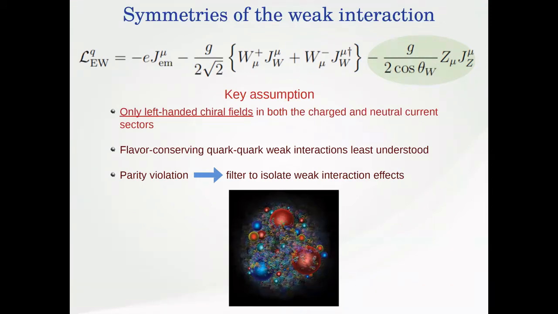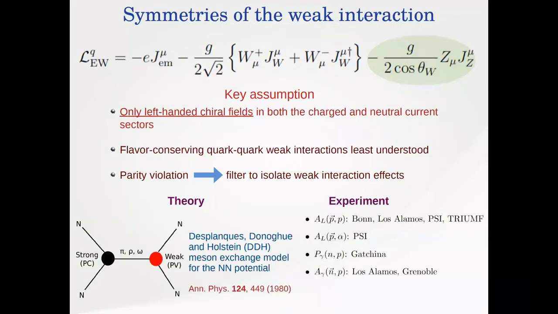In the 1980s, there was a theory developed by Desplanques, Donoghue, and Holstein, who used the meson exchange model, similar to what you would do for a strong interaction process, in which this nucleon-nucleon interaction was modeled phenomenologically using a strong interaction parity conserving vertex and a weak interaction parity violating vertex.